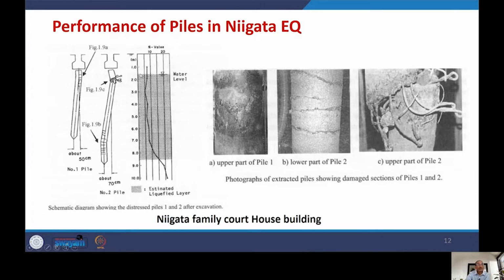This layer, from almost 1.5 meter to 8.5 meter, that means about a depth of 7 meter, gets liquefied, and this liquefaction caused problems to the piles. And the damage to the piles is shown on the right hand side. What you could see is that this A part is showing the upper part of pile 1, okay, damage here, and the lower part is shown as pile 2. I can point the pointer here. So in this case A part is here, which is showing the details of this portion.